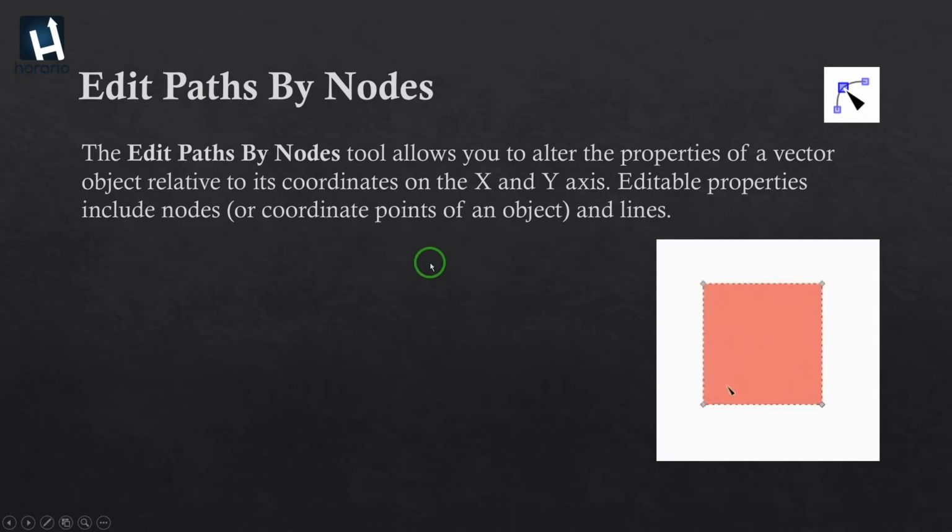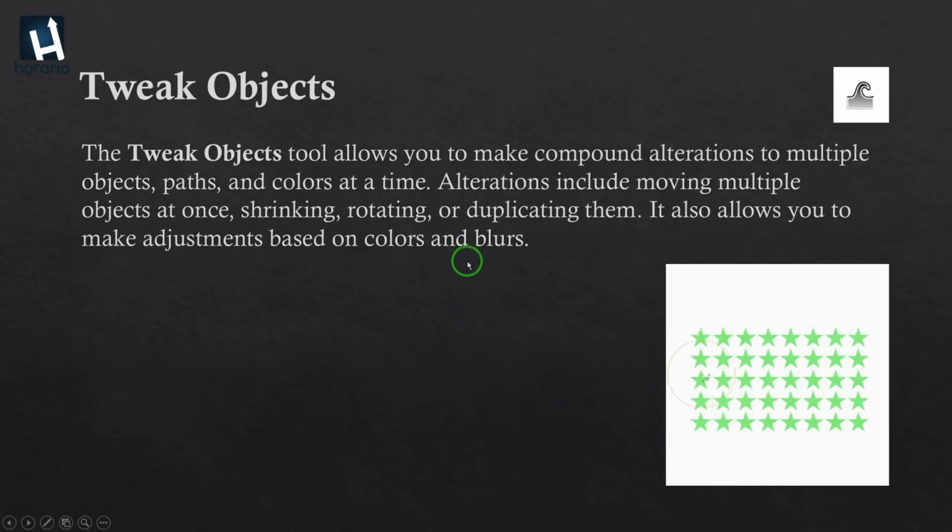The next tool is edit path by nodes. The edit path by nodes tool allows you to alter the properties of a vector object relative to its coordinates on the x or y axis. Editable properties include node or coordinate points and line. Actually, this tool is not that much used for us, even though it is a very useful tool. You can see the use of this right here. Okay, now let us go to the next tool.